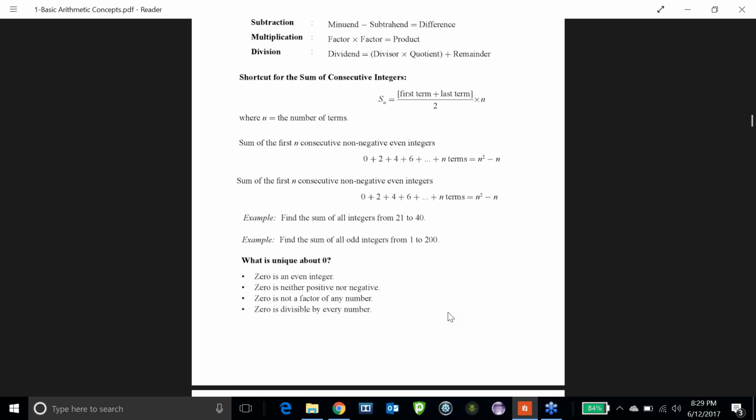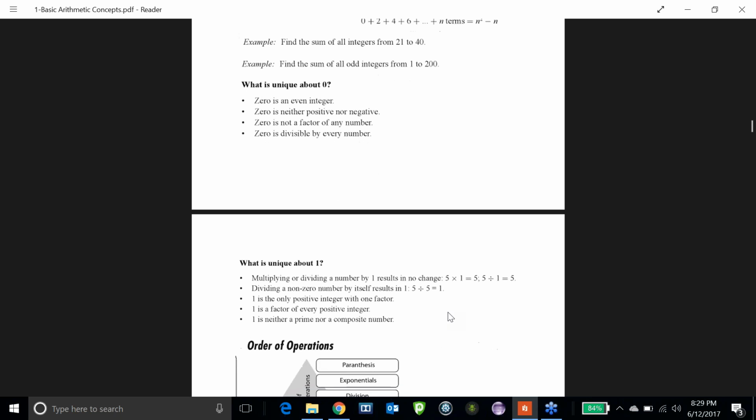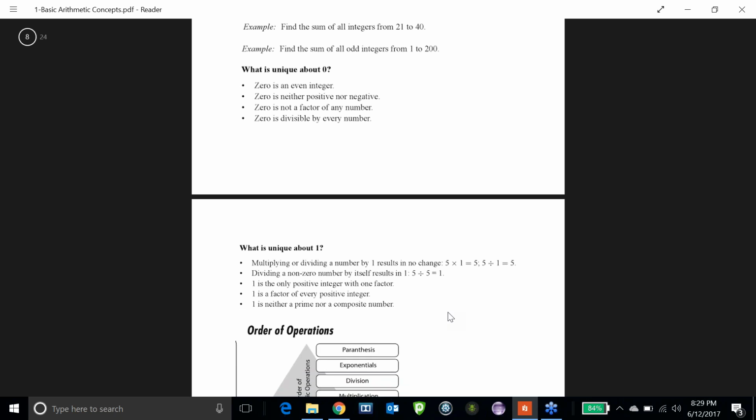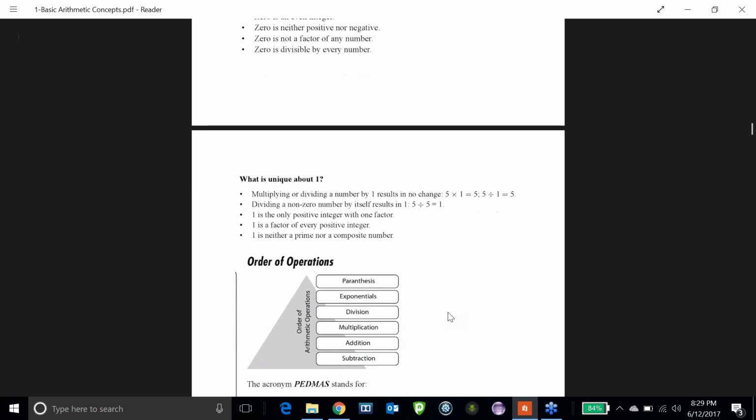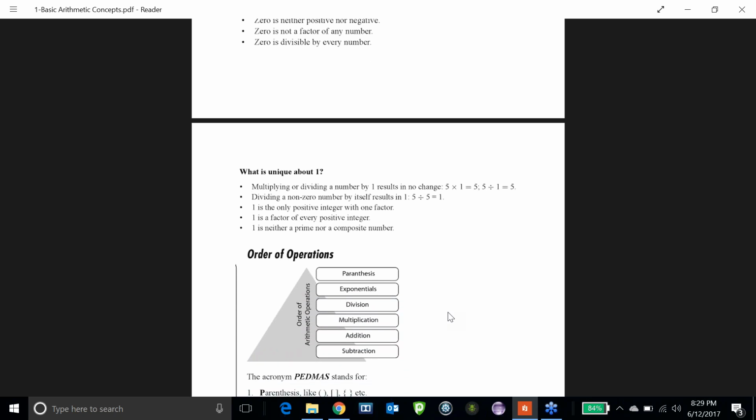And next, coming to properties of one. I think you guys need to go through that once. When you multiply or divide by one, you'll get the same. And one is the only positive integer with one factor, and one is not a prime number. Please remember that. One is not a prime number and one is not a composite number.